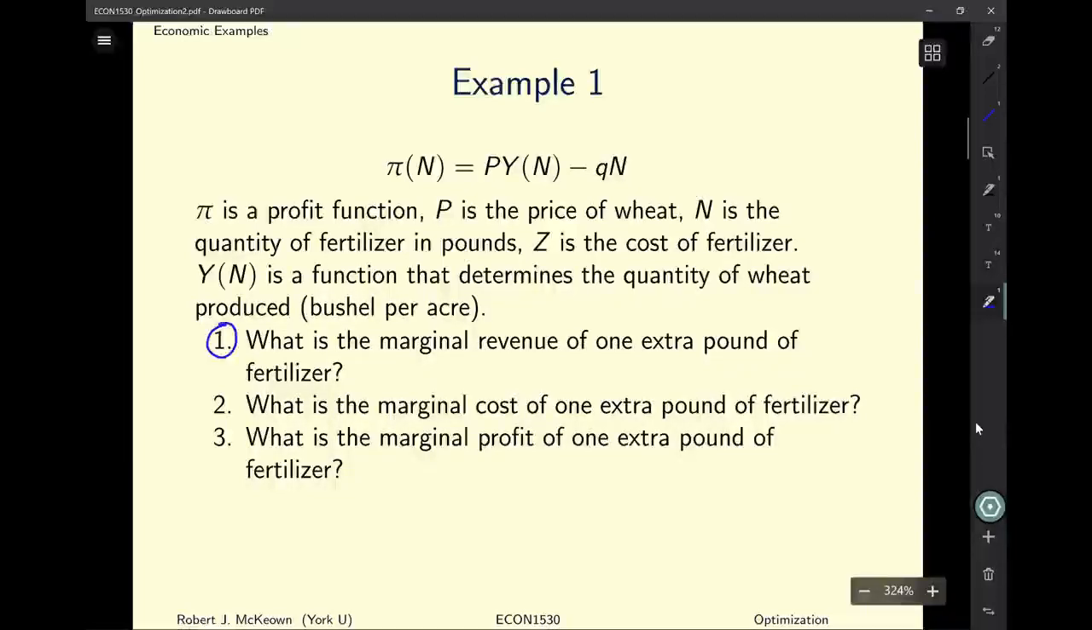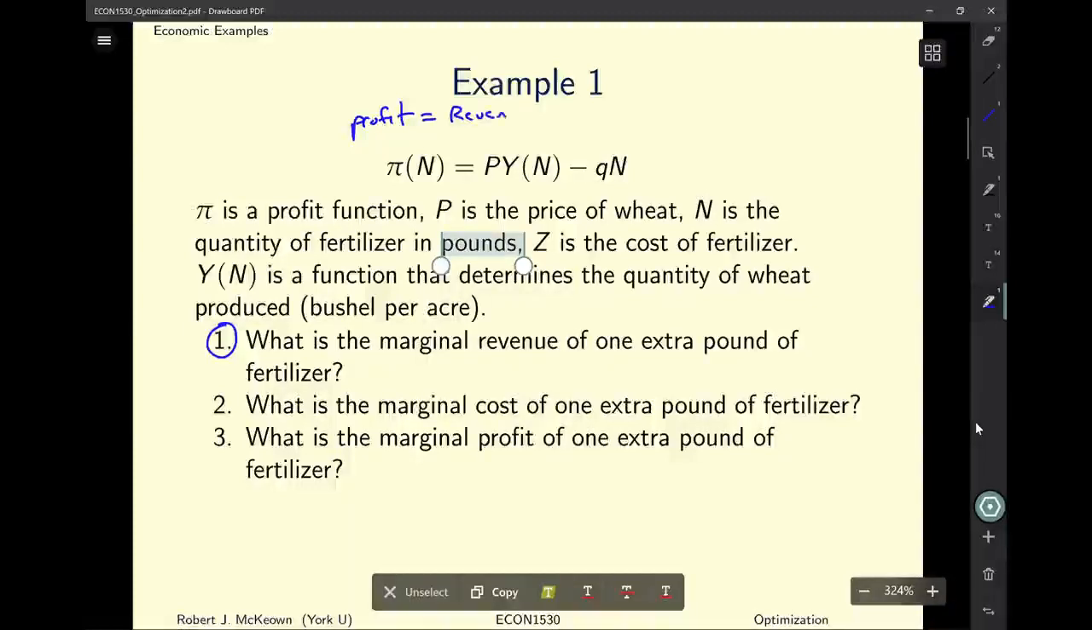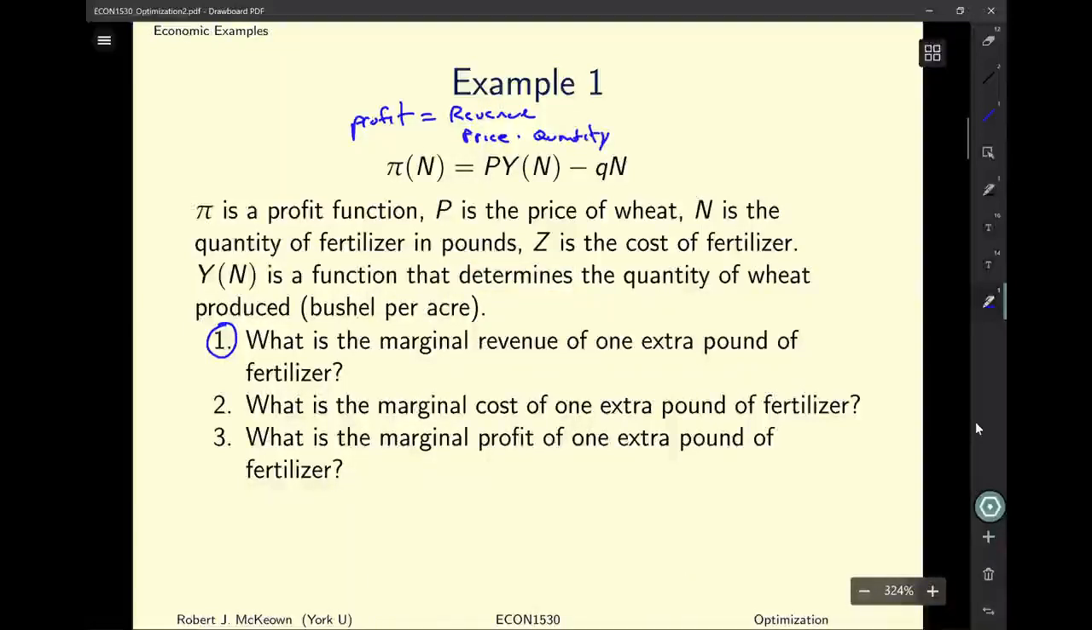All right, question 1 is asking us, what is the marginal revenue of 1 extra pound of fertilizer? So if we look at this expression, we can really break it down into 2 parts. It says that profit is equal to revenue. What's revenue? Well, it's price times quantity minus cost. So marginal revenue is going to be the change in revenue.